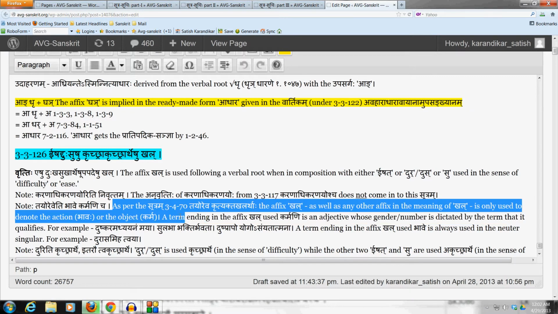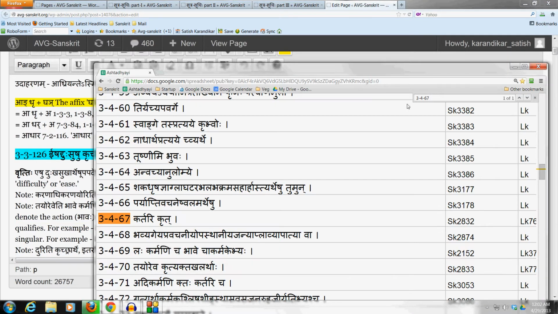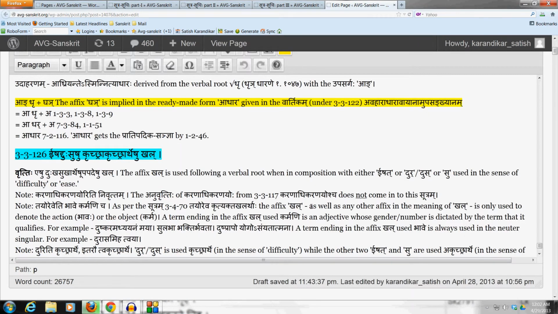We'll be studying a Sutram shortly, the Sutram 3-3-128, Ato Yuch. That Sutram prescribes the affix Yuch in the same meaning as the affix khal is used. So that also is only used bhavakarmanoho. So any affix in the meaning of khal is also to be used only bhavakarmanoho, because 3-4-70 says Tayoreva Krityakta Khalarthaha.